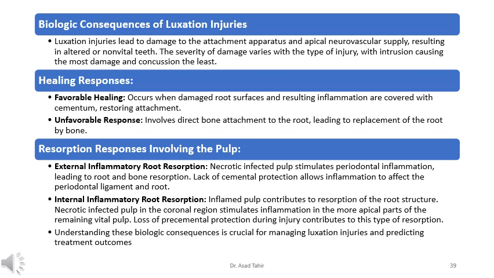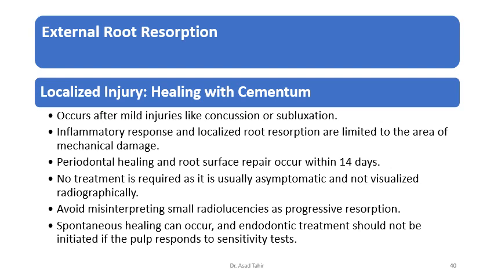Loss of precemental protection during injury contributes to this type of resorption. Understanding these biologic consequences is crucial for managing luxation injuries and predicting treatment outcomes. External root resorption: localized injury, healing with cementum. Occurs after mild injuries like concussion or subluxation. Inflammatory response and localized root resorption are limited to the area of mechanical damage.